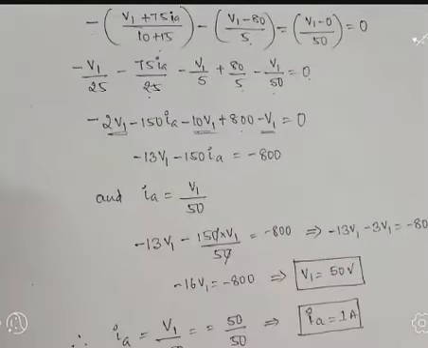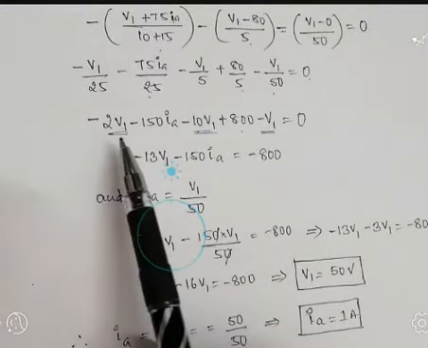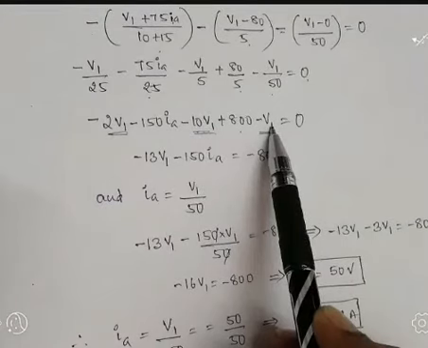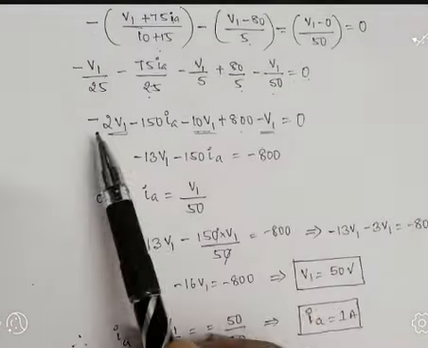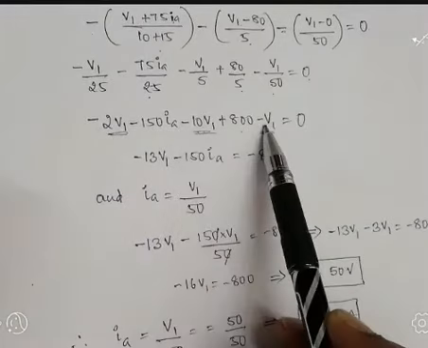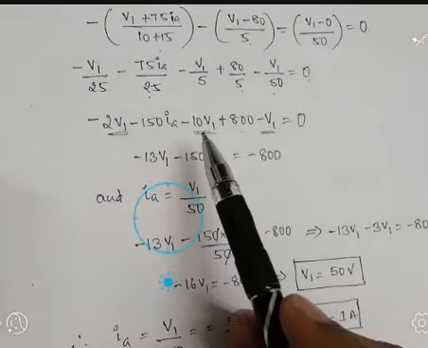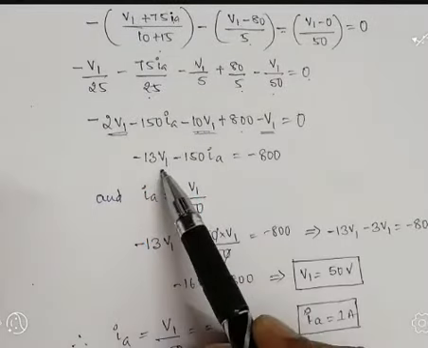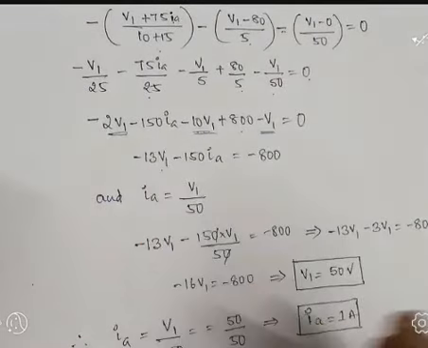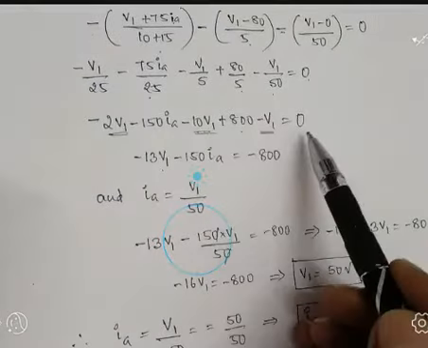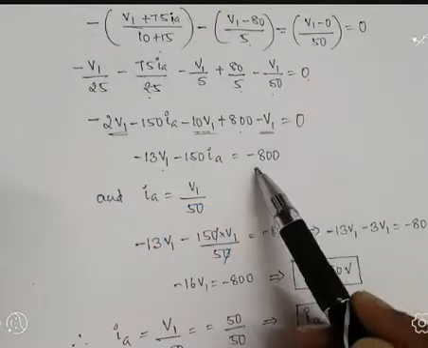Then observe the coefficients of V1. How many terms are present? 1, 2, 3. There are 3 terms for V1. So add the coefficients of V1: minus 2, minus 10 and minus 1. So minus 2 minus 10 is minus 12, and minus 1, it is minus 13 V1, minus 150 IA as it is. I will take this 800 to the right side of the equal sign, it becomes minus 800.